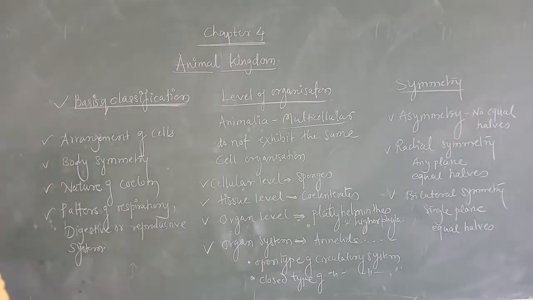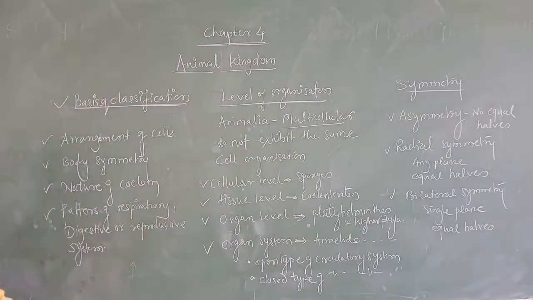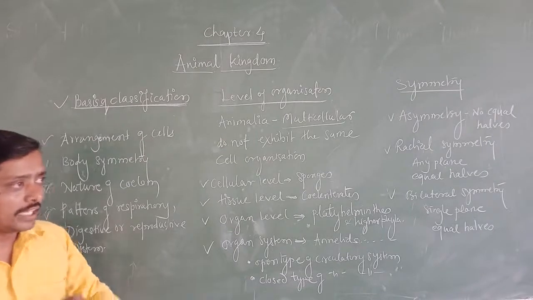What are you all aware of in the living world? In the living world we studied the characteristics of living things. After that we studied classification and identification. Then we studied hierarchies, taxa, and binomial nomenclature, how to give a scientific name to an organism. In this chapter, chapter 4, animal kingdom, what are we going to study? You all know about that.